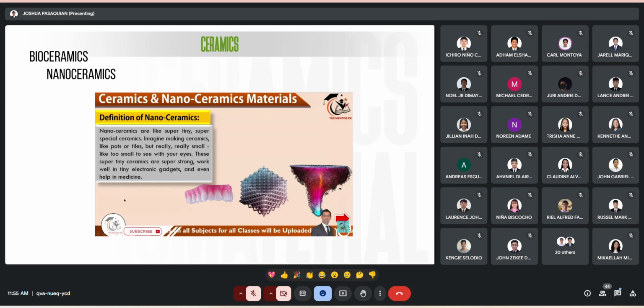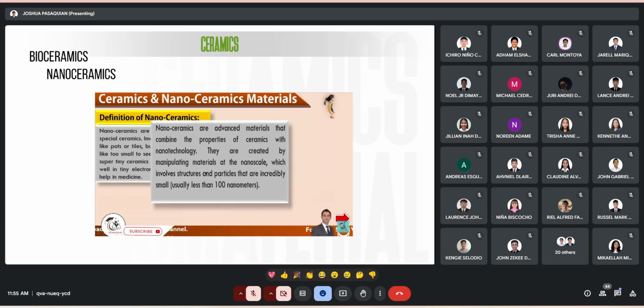So if we want to define nanoceramics in better words, we can say that nanoceramics are advanced materials that combine the properties of ceramics with nanotechnology. They are created by manipulating materials at the nanoscale, at its smallest scale, which involves structures and particles that are incredibly small, usually less than 100 nanometers.